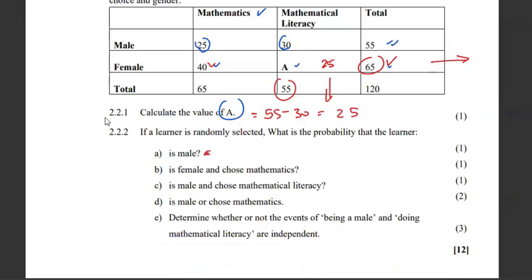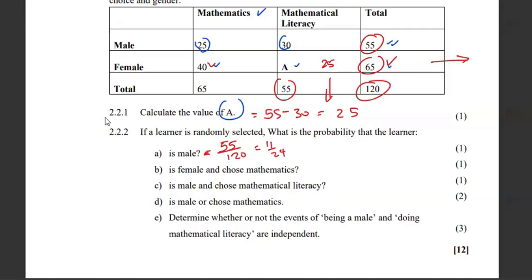So how many male learners do we have regardless of whether they're doing maths or maths lit? So we have 55, okay? So it's going to be 55 divided by this total here, the 120. Feel free to simplify that. So 55 over 120 gives me 11 over 24. Or you can give it as a decimal.